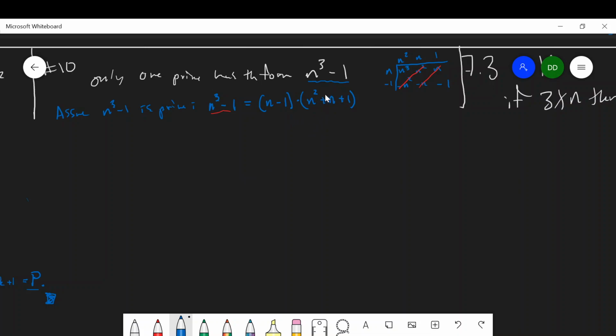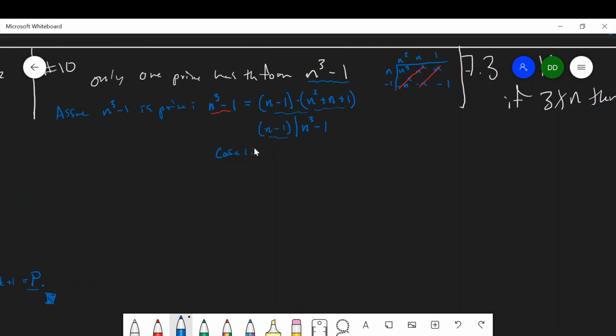And now notice what I have here in terms of divisibility. So I'm assuming n cubed minus 1 is prime, but now this is telling me that n minus 1 in particular has to divide n cubed minus 1. We also know that n squared plus n plus 1 has to divide n cubed minus 1. But let's just focus on the n minus 1 has to divide n cubed minus 1. So again, I know that since n cubed minus 1 is prime, that n minus 1 is either 1 or it's n cubed minus 1. So there's two options there, so that's going to split this into cases.